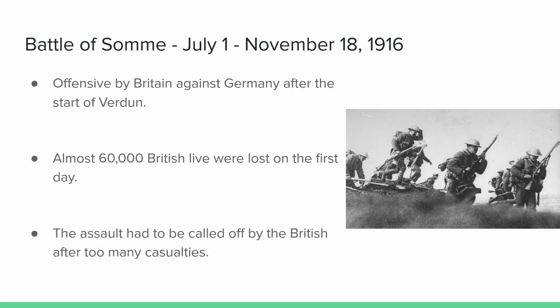Battle of Somme, July 1st through November 18th, 1916. After Germany's invasion in the Battle of Verdun, British forces had to begin an offensive at the Somme. Between both battles, Germany's armies were cut thin. The British underestimated the German defenses and lost almost 60,000 men on the first day. After only pushing 7 miles in multiple months, they had to call the assault off.